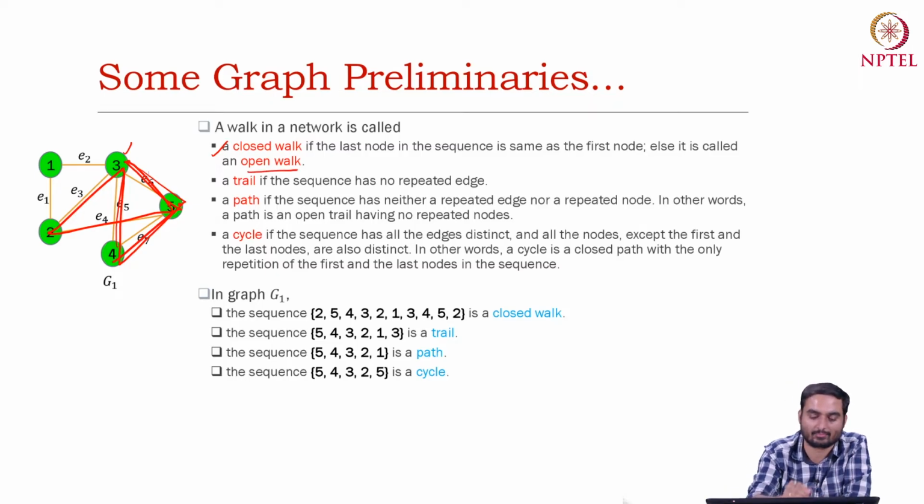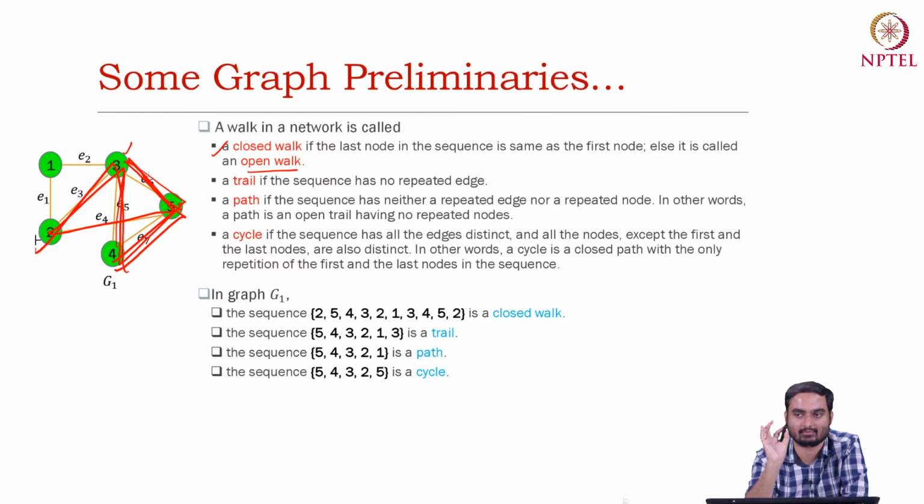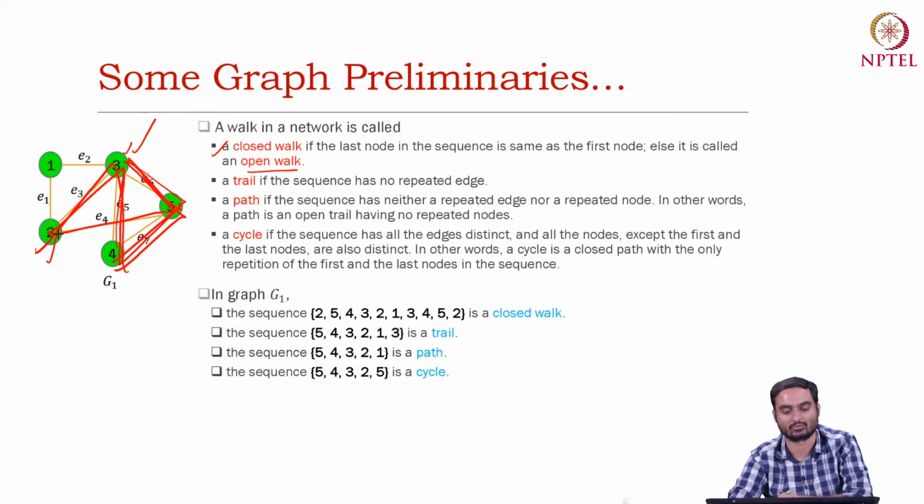And what is an open walk? Intuitively, you can understand that in an open walk, the source node and the destination node, the final node, are different. So you start from 3, then 5, then 4, then 3, then 2, and that is all. You start from 3 and you stop at 2. This is an open walk.